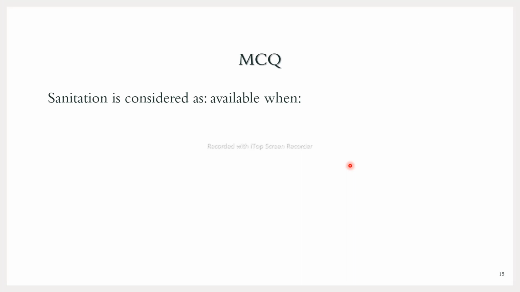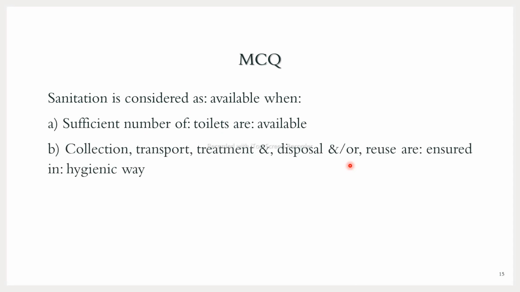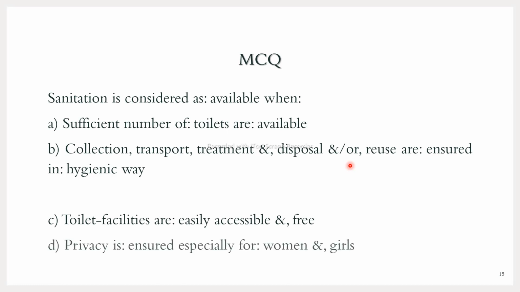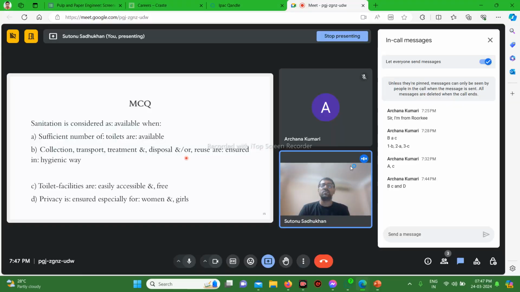So sanitation is considered as available when A, sufficient number of toilets are available, B, collection, transport, treatment and disposal and or reuse are ensured in a hygienic way, C, toilet facilities are easily accessible and free, and D, privacy is ensured, especially for women and girls. When is sanitation considered available? That is the question.